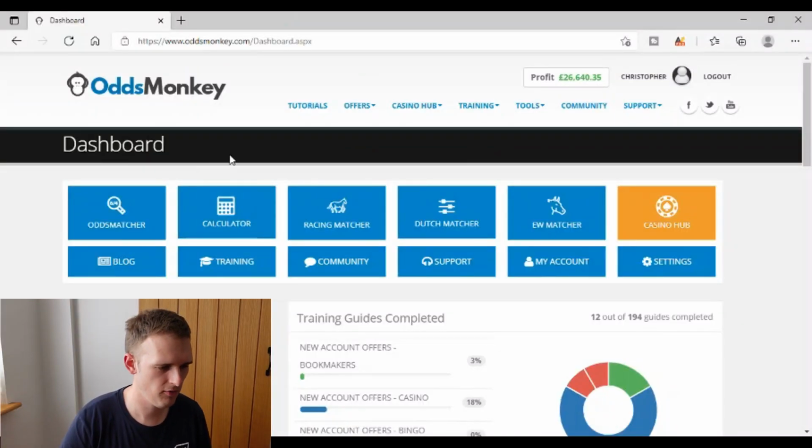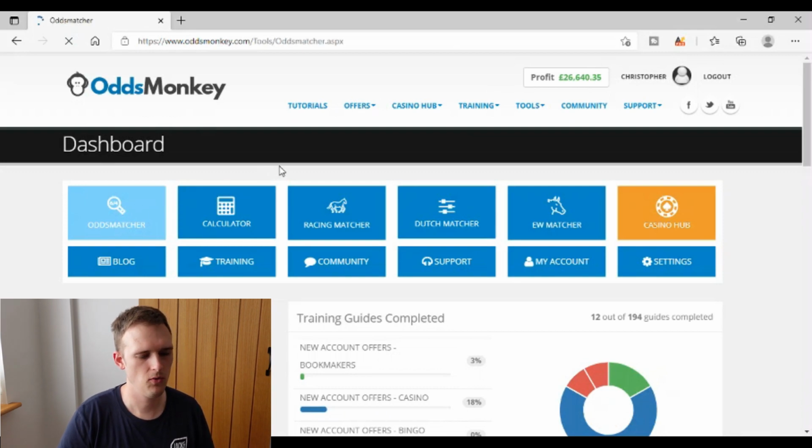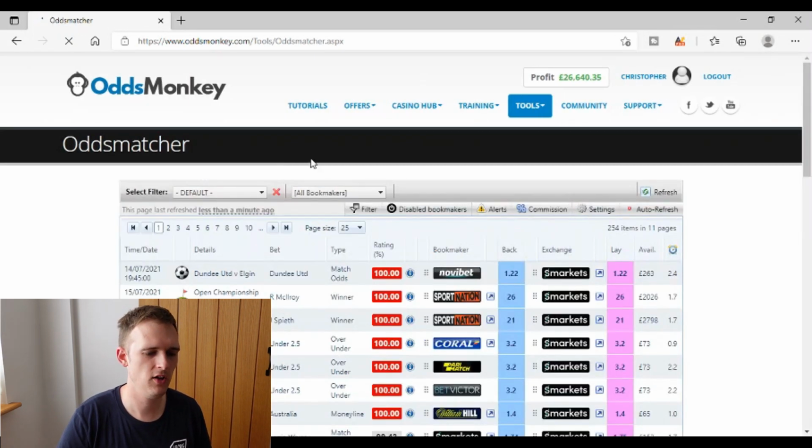We're on the dashboard here of OddsMonkey, and I'll just go over to the OddsMatcher. So obviously without the football, the way you're going to be able to place these qualifying bets in order to unlock the free bets and then place the free bets to unlock the profit is you're going to need to do match betting on horse racing.